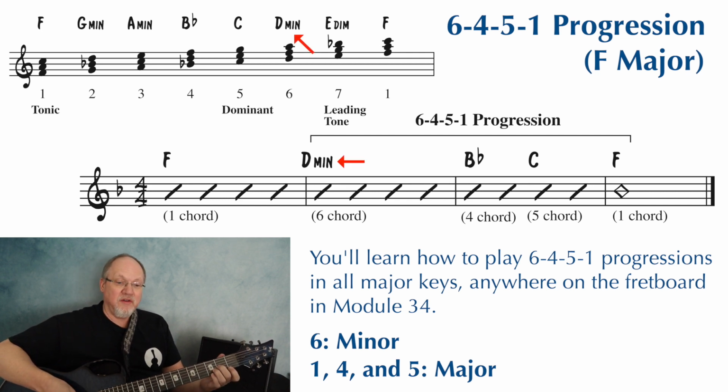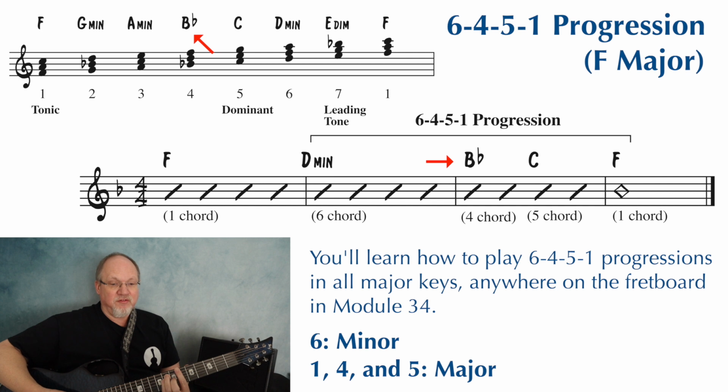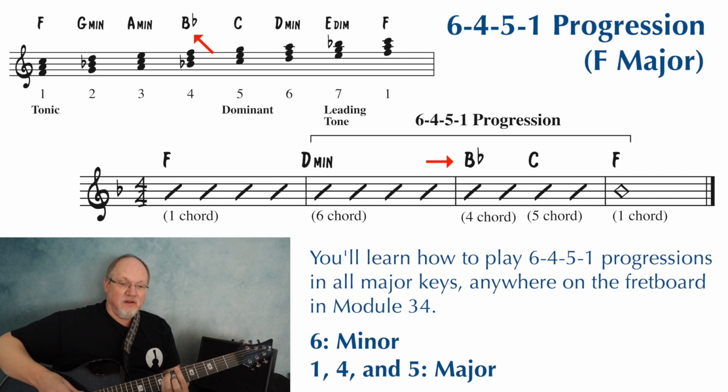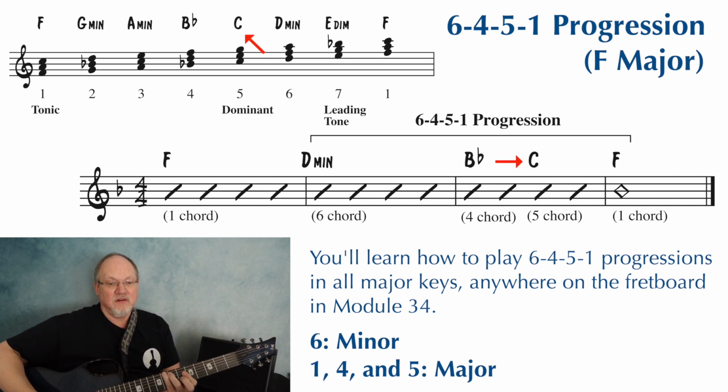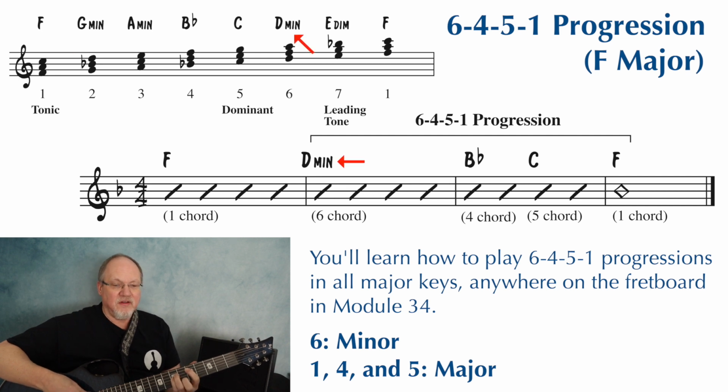as your 6 chord, B flat as your 4 chord, a C as your 5 chord, and then of course your 1 chord would be F major. So D minor is 6, B flat is 4, C is 5, F is 1. 6, 4, 5, and 1.